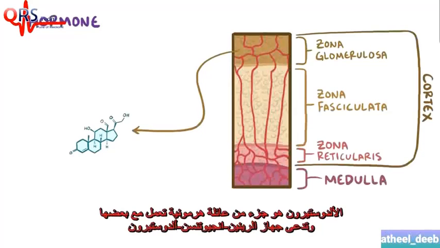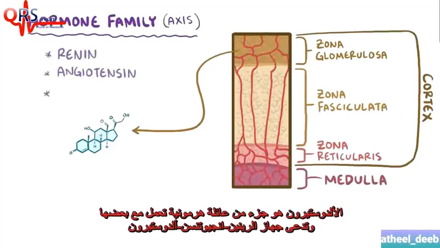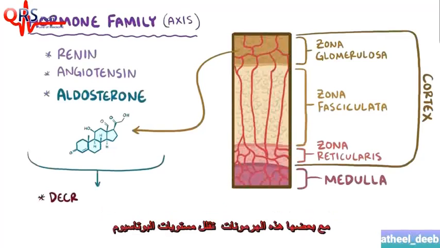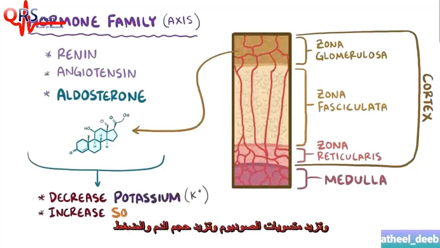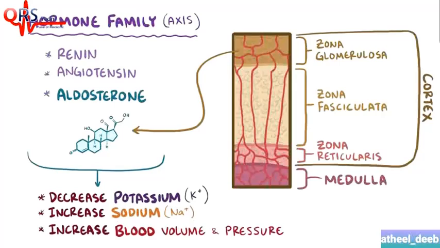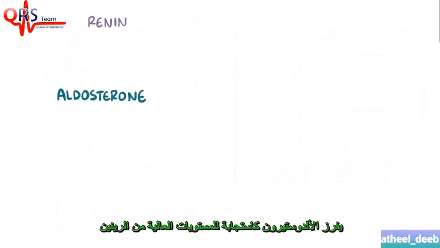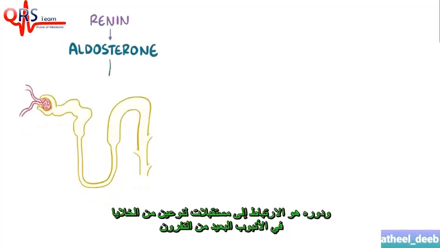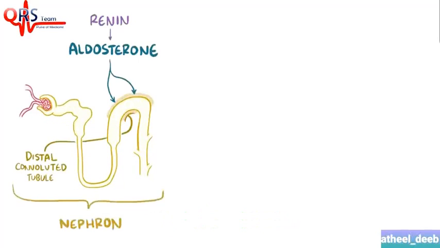Aldosterone is part of a hormone family, or axis, which work together and are called the renin-angiotensin-aldosterone system. Together, these hormones decrease potassium levels, increase sodium levels, and increase blood volume and blood pressure. Aldosterone is secreted in response to elevated levels of renin, and its role is to bind to receptors on two types of cells along the distal convoluted tubule of the nephron.